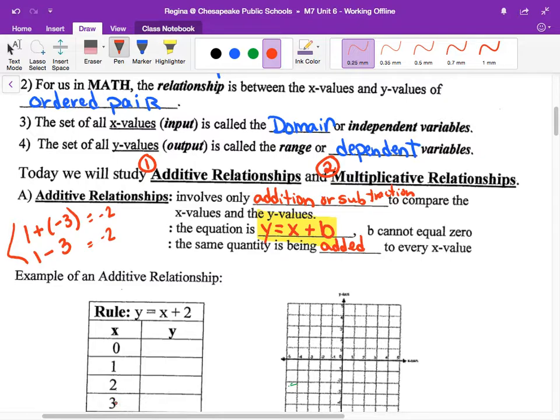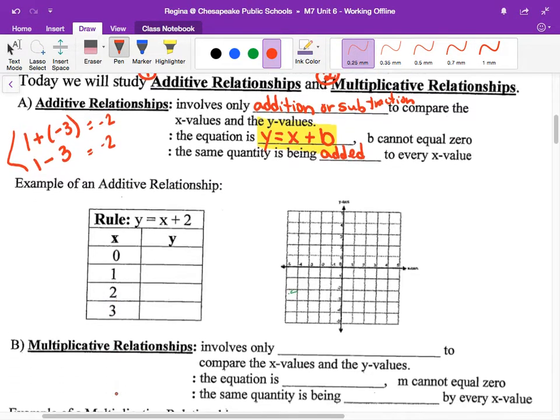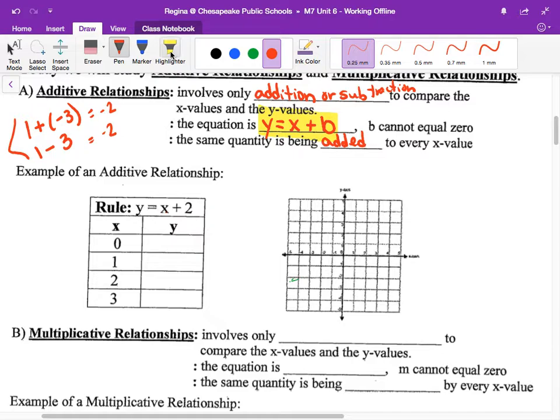Okay, so now let's look at an additive relationship. We can see the rule. We're adding 2. We're not multiplying by anything, are we? Nope, it's just adding 2. There's no number in front of x that we're having to multiply. It's just additive. So let's go ahead and add.